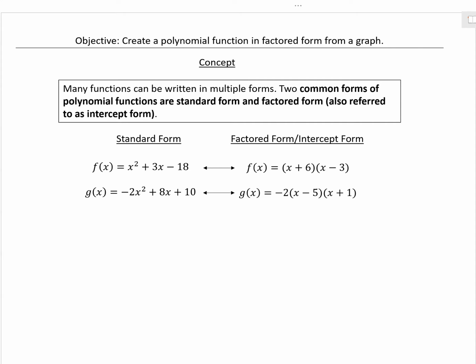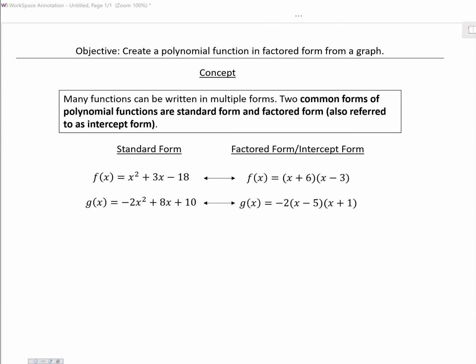In this lesson we are going to talk about how to take the graph of a polynomial function and create the function for it in its factored form by using its zeros and the end behavior. So what we're looking at is using our factored form here.